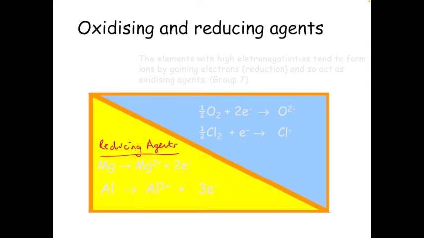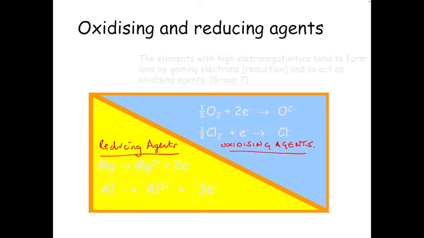Okay, and then on the right hand side, we know from National 5 that non-metals tend to gain electrons, and that's because they have a high electronegativity. Obviously they want to gain electrons, they've been pulled in, all that stuff, and they tend to form ions by gaining electrons, so they are obviously good oxidizing agents. And we can see that there.